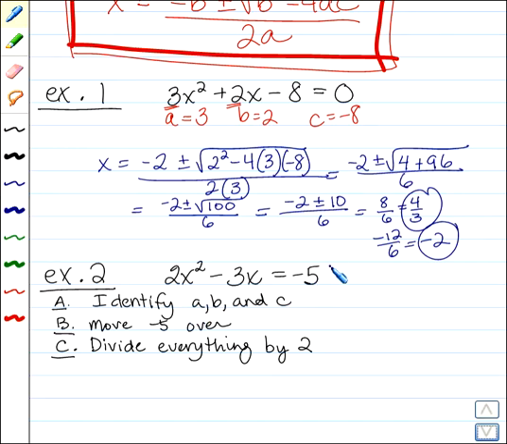I want you to think about what is the first step you're going to do. Is the first step going to be to identify a, b, and c? Is the first step going to be to move negative 5 over? Or is the first step going to be divide everything by 2? So think about it and make your choice, and then we'll move on.